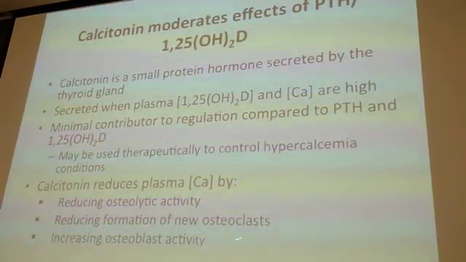So calcitonin kind of does the opposite of what parathyroid hormone does. It reduces the osteolytic activity, so the breakdown of bone. It reduces the formation of new osteoclasts, which are the cell type that breaks down and resorbs bone. And it increases osteoblast activity, which is the cell type that builds up bone. So this is having the opposite effect of parathyroid hormone on bone resorption and buildup.